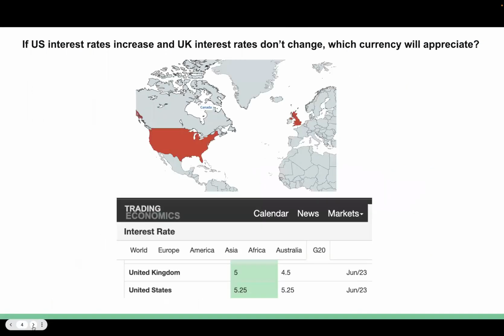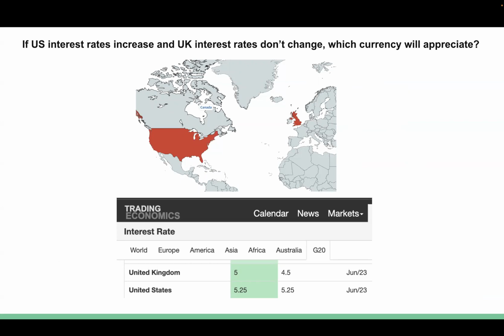So let's imagine a situation here where we are presented with, if the United States interest rate increases and the UK interest rates don't change, which currency will appreciate? So we've got here, for example, the United States interest rate is shown as 5.25.